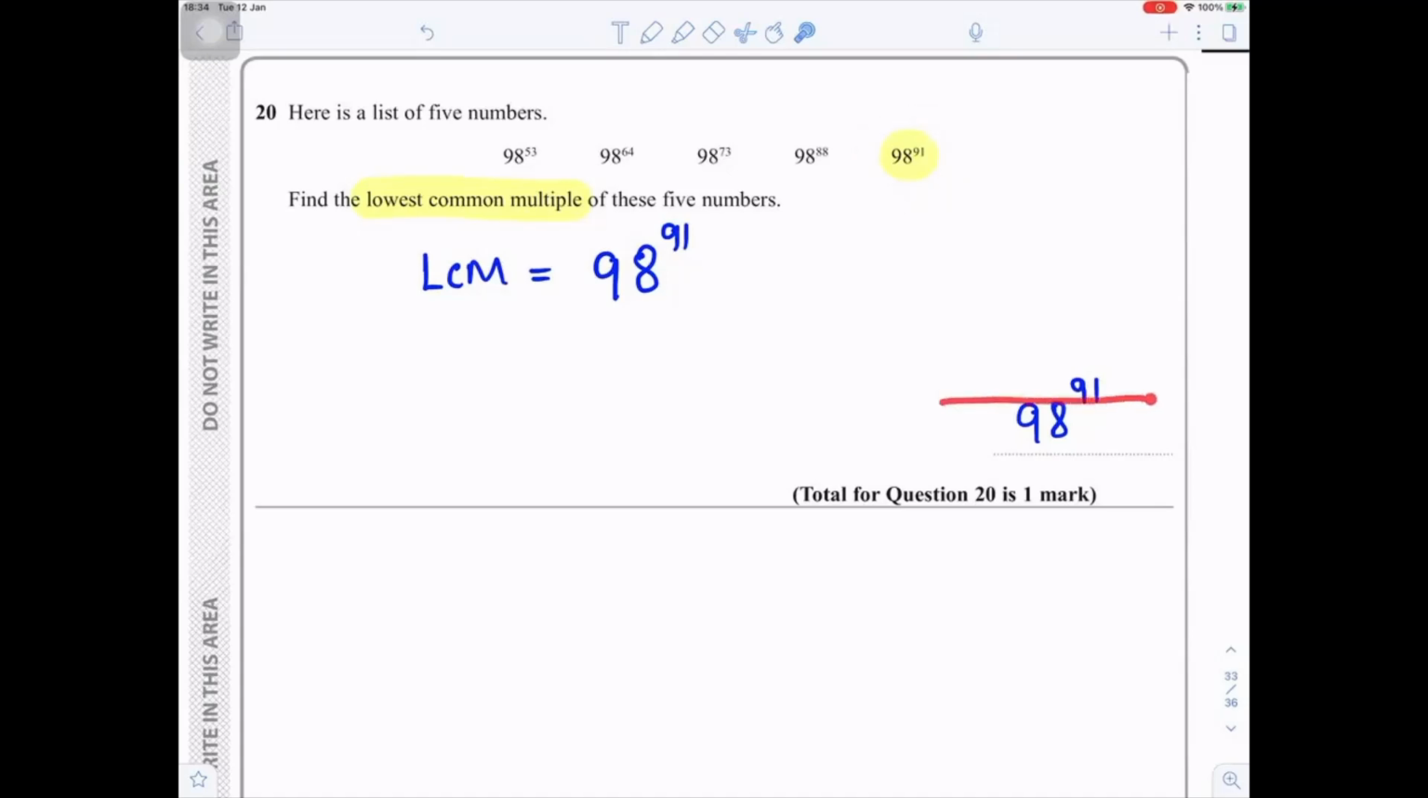And you need to write it clearly. See, the 91 is at the top there, the 98 is at the bottom. So it makes it clear.